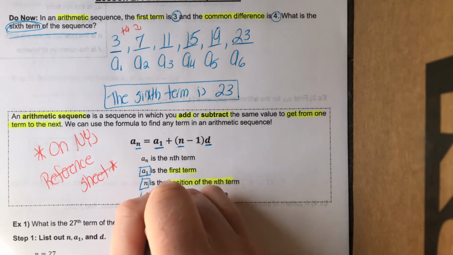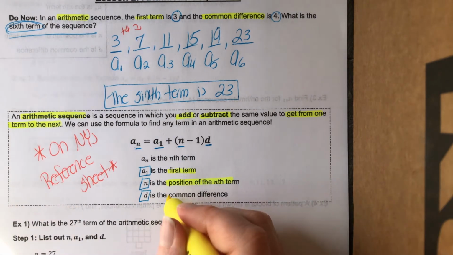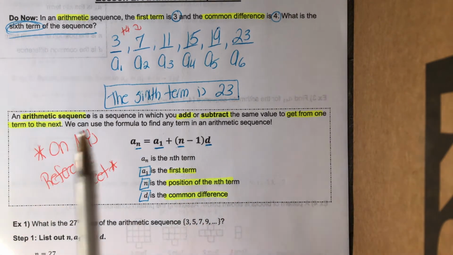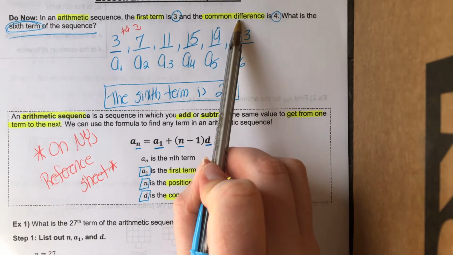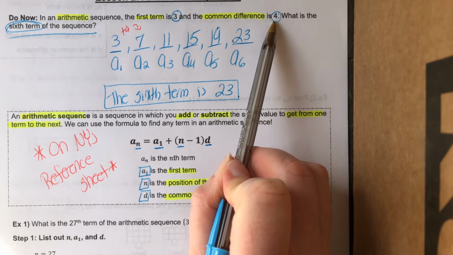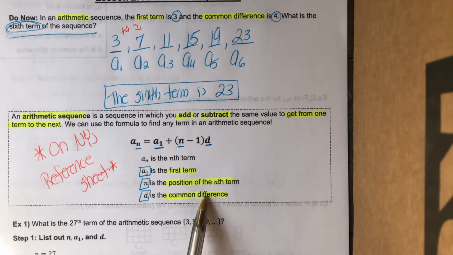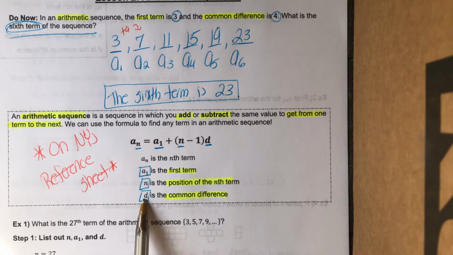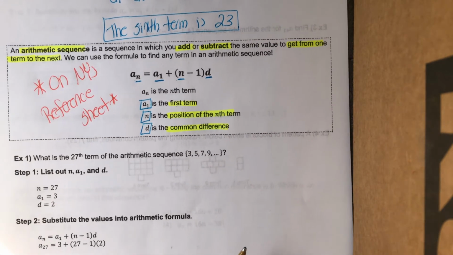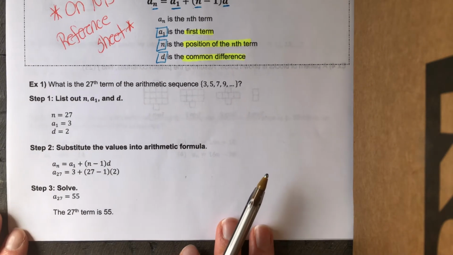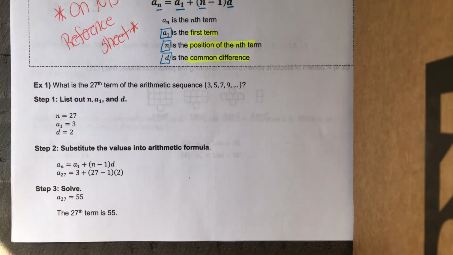And then d is the common difference. So just like in the do now, how do I get from one number to the next? By adding 4 each time because the common difference is 4. So here the common difference is just going to be the variable d. There's an example underneath that's already solved for you. I'm just going to do it out so you can see exactly what you would do to plug in and solve.